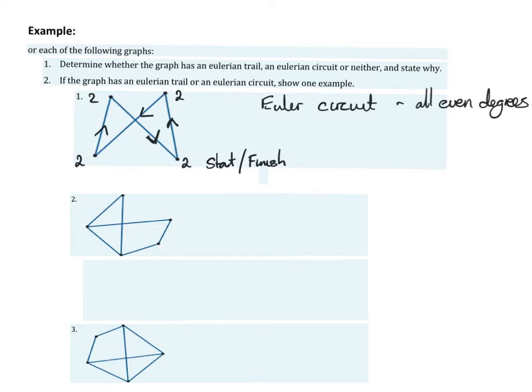We'll start the same way, working out the degrees. So we have 2, 2, 2, 3 and 3. So you can see there that we have two odds and the rest even. Now our graph is connected, which is what we want it to be.